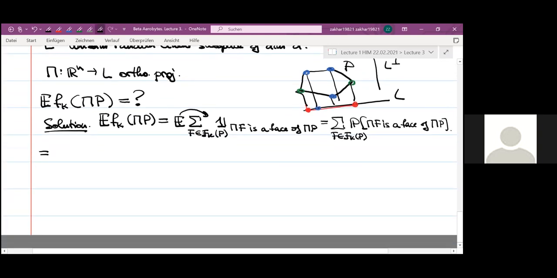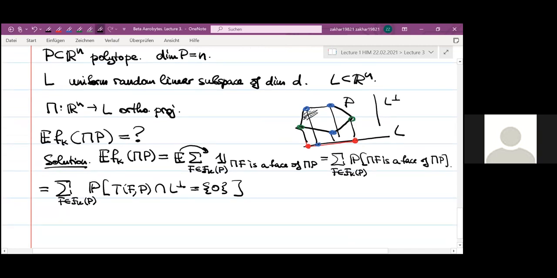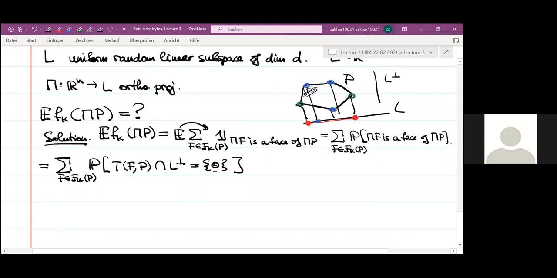So we can write it as the sum over all faces in F_k of P, the k-dimensional faces, of the probability that the tangent cone of F in the polytope P is not intersected by the direction in which we project. So the intersection should be trivial, should be zero. Zero because the tangent cone is something like, say, this angle, but it is shifted to zero by definition, and the orthogonal complement is also shifted to zero. So we want to have this. And now this holds for every subspace L in general position. We have to exclude some cases where it's not in general position, but since we are dealing with random uniform subspaces, this is not a problem here.